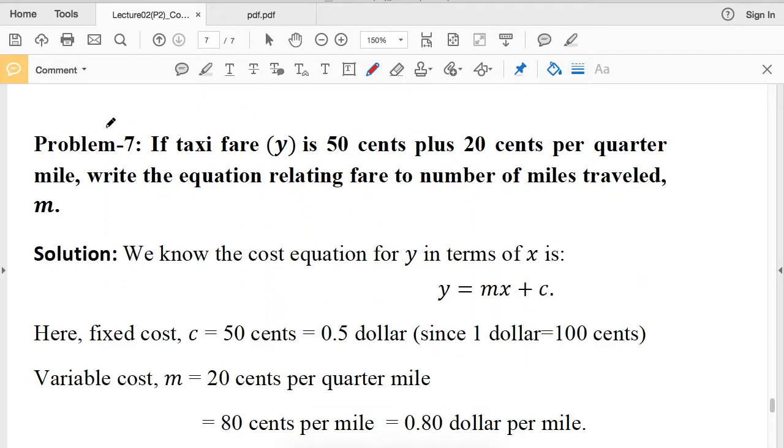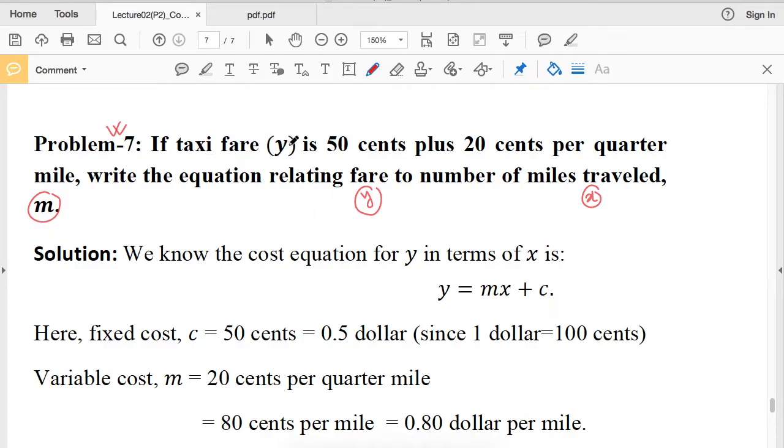So now let us try to understand problem 7, and this is our last problem in this lecture. Let me read it. If taxi fare y is 50 cents plus 20 cents per quarter mile, write the equation relating fare to number of miles traveled, which is denoted by m. So first let us denote the equation relating fare. Fare let us denote by y, and number of miles traveled let us denote by x. Then we will replace this x by m at the end.